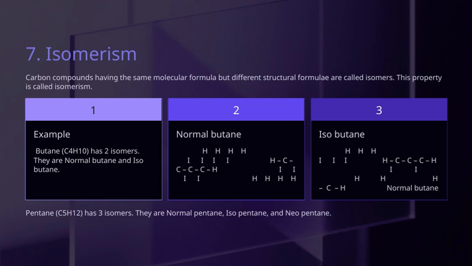The key concept here is that these compounds share the same molecular formula but differ in how their atoms are arranged. This property is called isomerism. It's a fascinating aspect of organic chemistry because these differences in structure can lead to different properties and behaviors in the compounds. So, in summary, compounds with the same molecular formula but different structures are called isomers, and this phenomenon highlights the diversity and complexity of carbon compounds. It's a fundamental concept that helps us understand how different arrangements can impact the characteristics of these molecules.